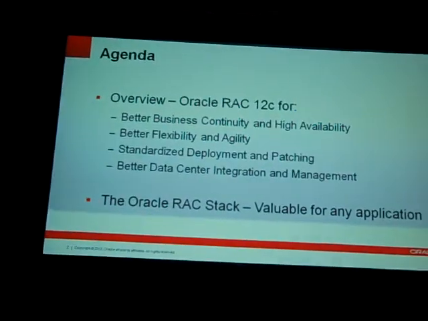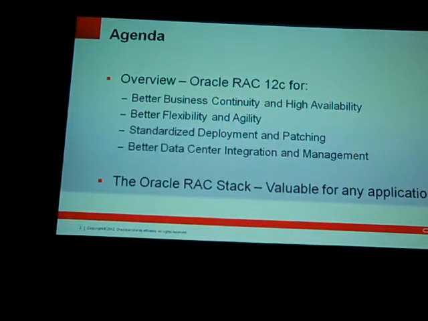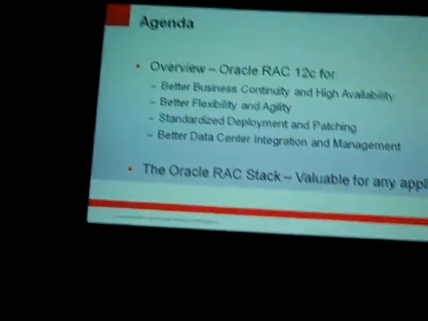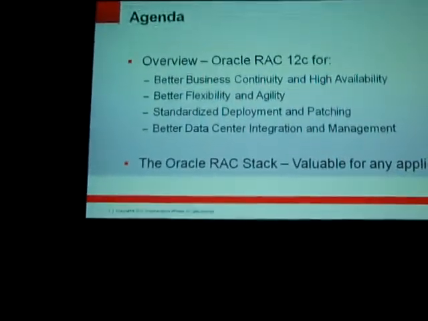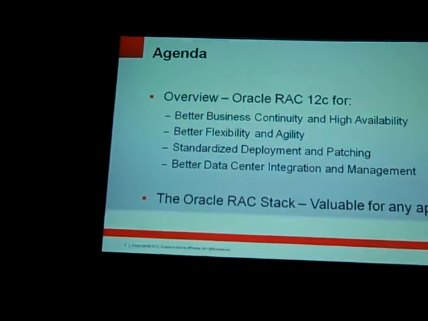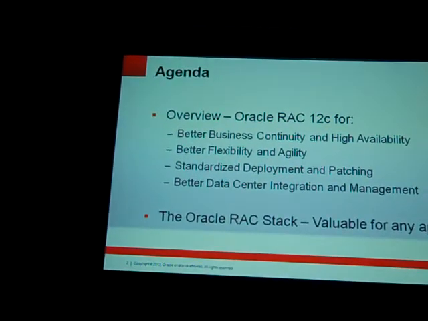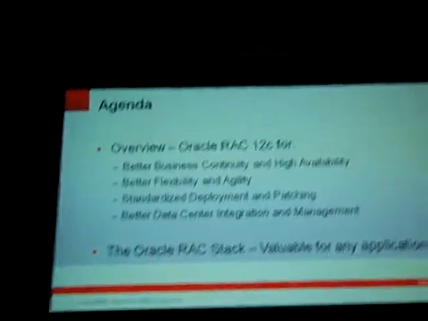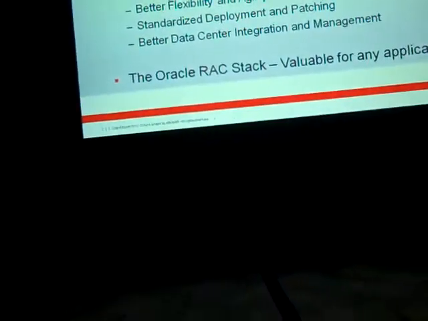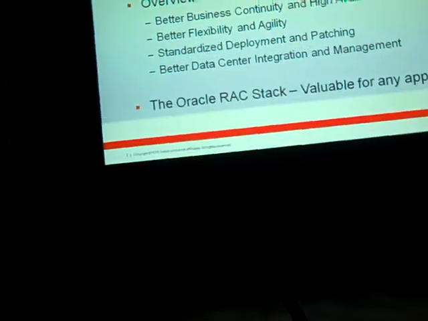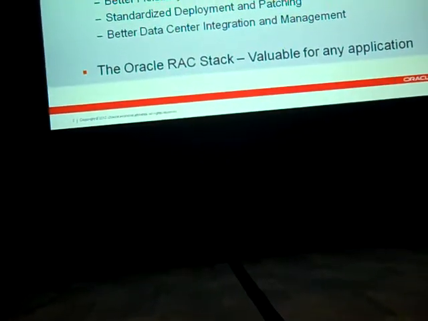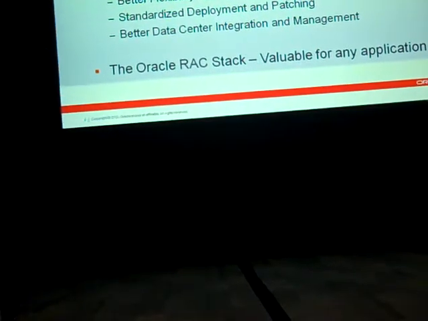It's not just anymore the database, it's a real stack that consists of the database, Oracle Clusterware and Oracle ASM, which is combined in Grid Infrastructure. This stack provides you with better business continuity and high availability, better flexibility and agility, standardized deployment and patching, better data center integration and management. All these things we have improved with the Oracle 12c RAC stack. I'm going to walk you through them and show you some features.